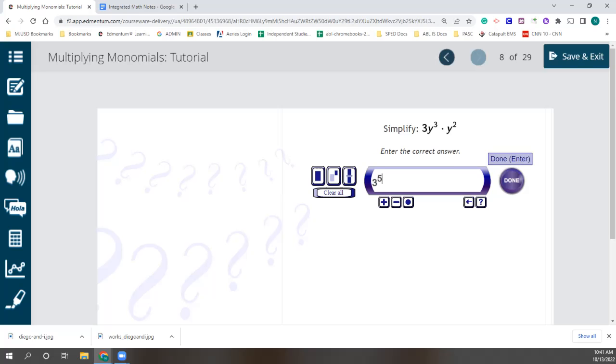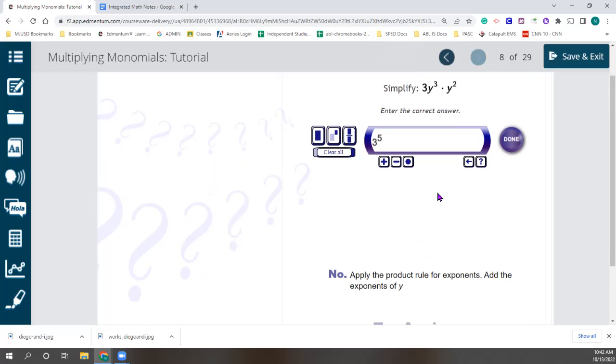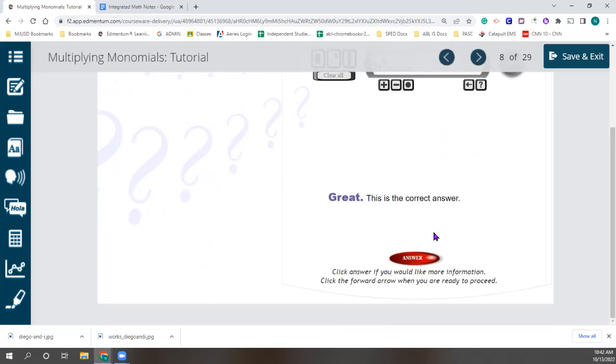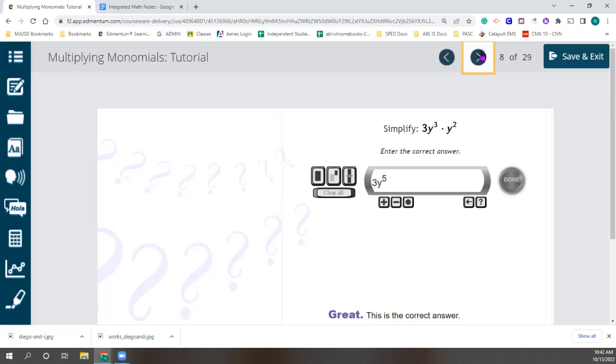Let's see if we got it right. No. Apply the product rule for exponents. Add the exponents of y. Uh-oh, what did I forget? I forgot, and I have to push the down button, the y. There we go. Now let's hit done. Great. I forgot to put the variable there, the y. My mistake, no big deal. Moving on.